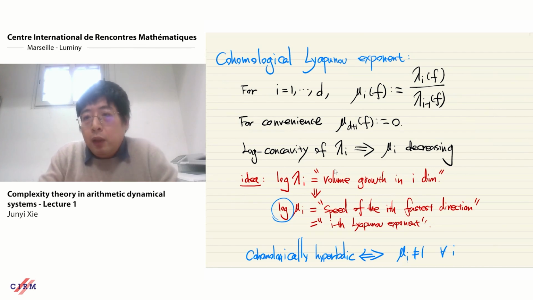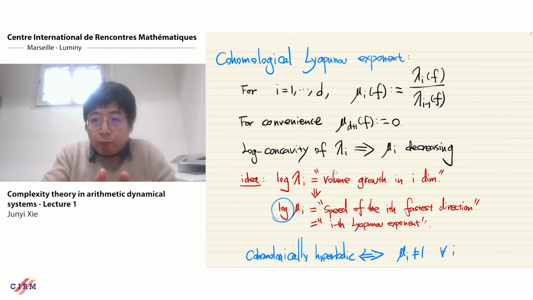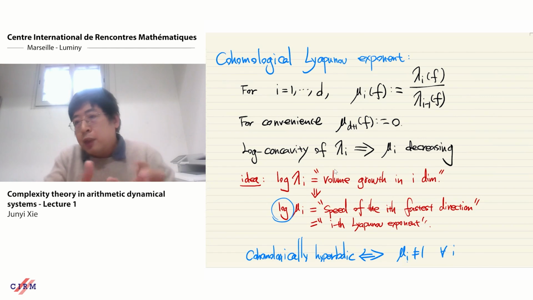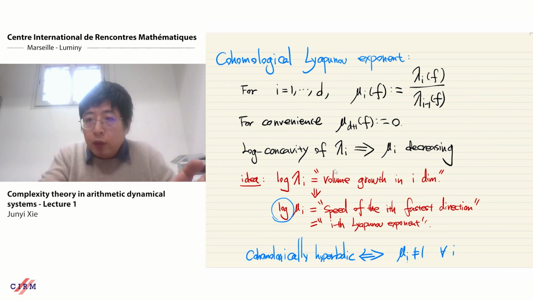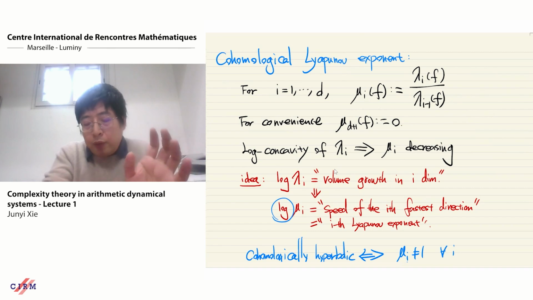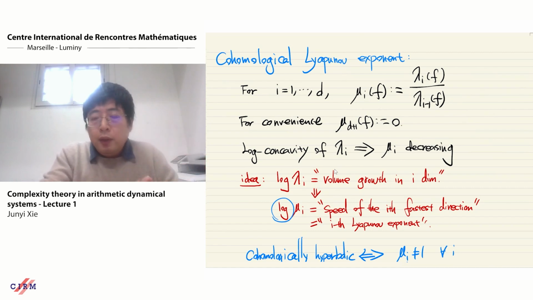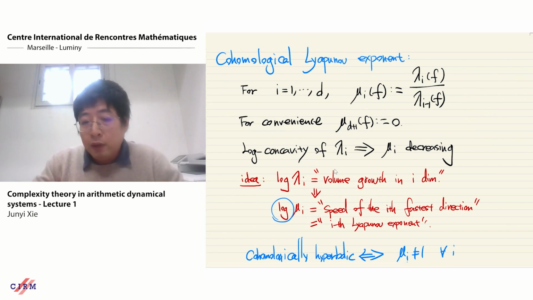Because we say a dynamical system is hyperbolic, it means that in any tangent space you can decompose it into some expanding part and some retracting part. So you do not have somewhere this Lyapunov exponent equal to 1. So I think this should be a good analog in this algebraic setting for a hyperbolic dynamical system. Okay.